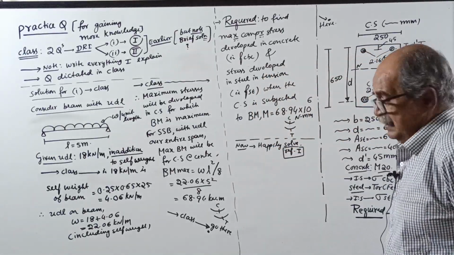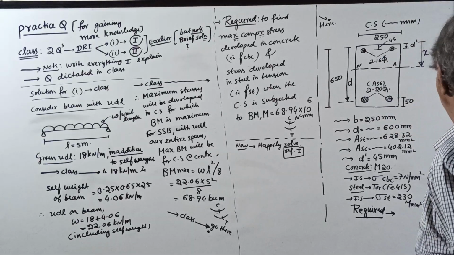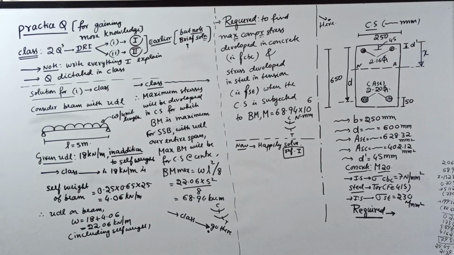A rectangular section of an RC beam is 250 mm wide and 650 mm deep. It is reinforced on the tension side by two bars of 20 mm diameter at an effective cover of 50 mm, and on the compression side by two bars of 16 mm diameter at an effective cover of 45 mm. Concrete is M20 and steel is Tor-Top grade Fe415. The beam is simply supported for an effective span of 5 meters.